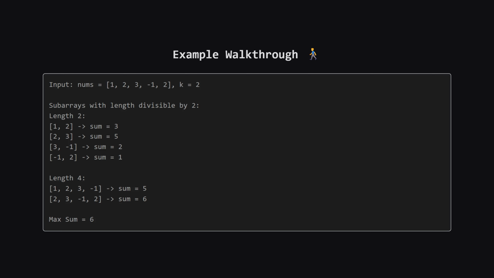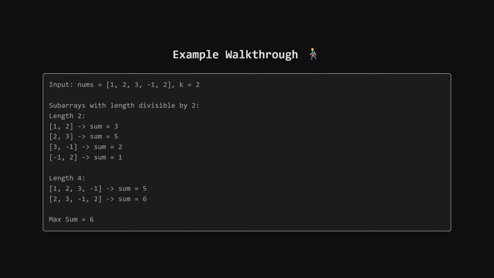Let's walk through an example to visualize this. Imagine our list contains 1, 2, 3, -1 and 2, and our target k is 2. This means we are only allowed to look at subarrays with lengths of 2, 4, 6, and so on. Let's look at the length 2 possibilities. We have the pair 1 and 2, which sums to 3. Then 2 and 3, summing to 5. 3 and -1 sum to 2. And finally -1 and 2 sum to 1.